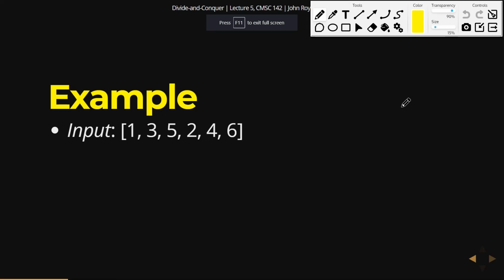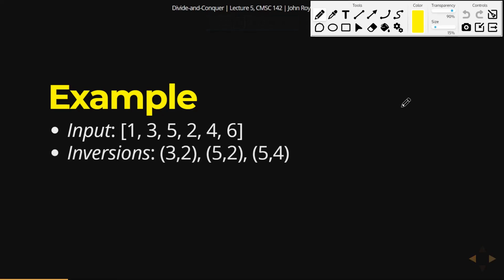The inversions would be 3, 2, right? So 3 and 2, because 3 appears before 2, but 3 is bigger than 2. We also have 5 and 2 here, because 5 appears before 2, but 5 is bigger. And then we also have 5 and 4, for the same reason.